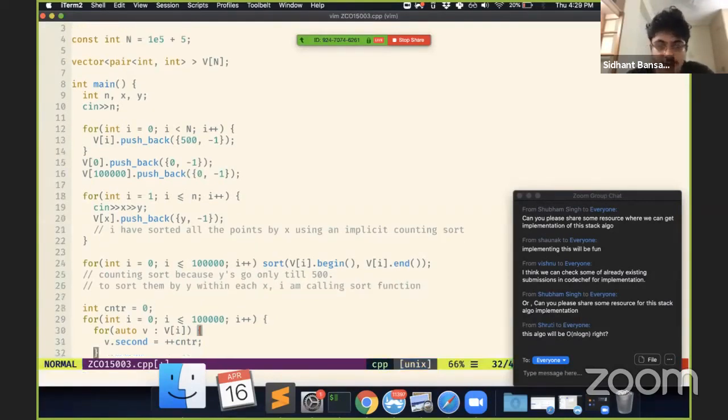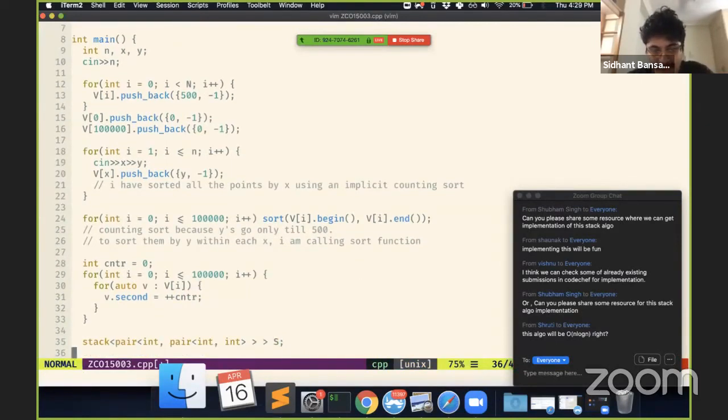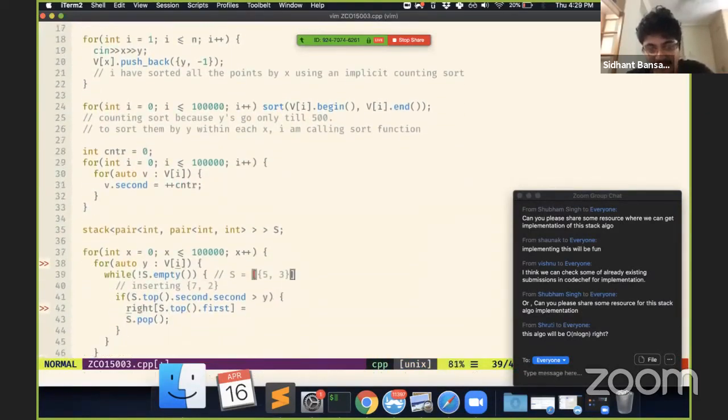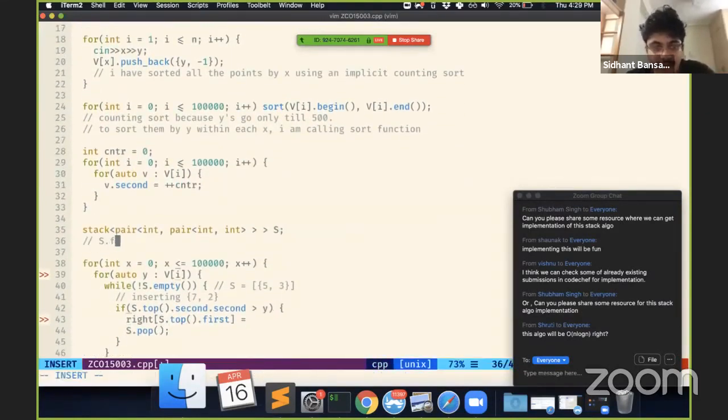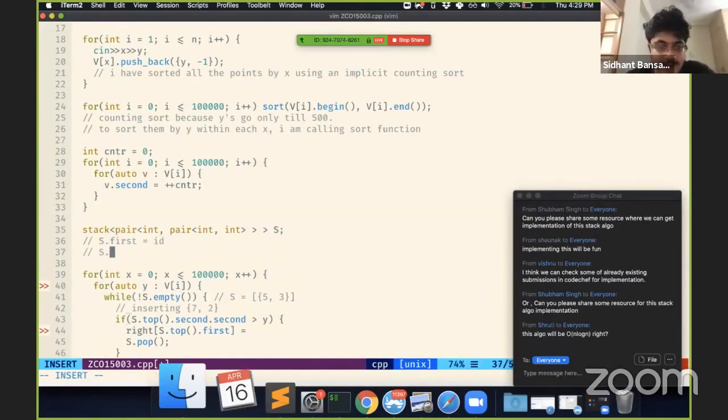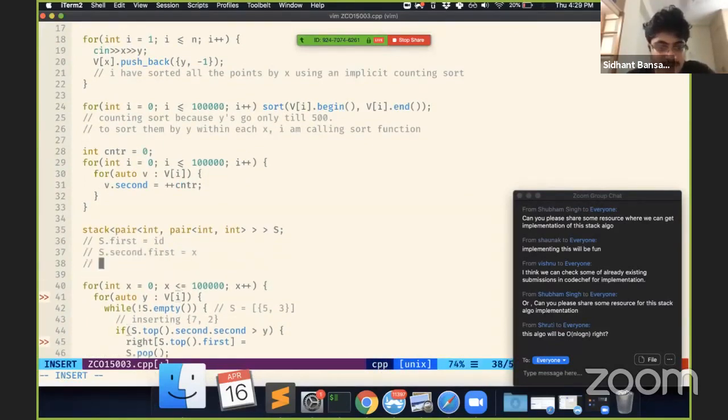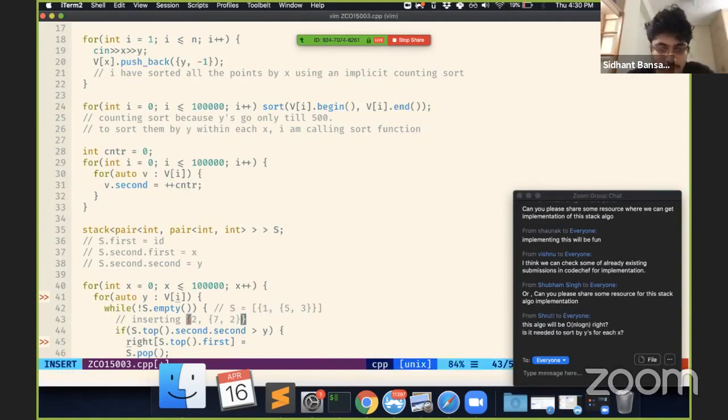Right? So I first give all of them IDs. Then I say my stack's first element will be, I'm saying s dot first will be the ID, s dot second dot first will be x, s dot second dot second will be y. Okay. Now I'll compare the y. So this thing will actually look something like this more. Like 1 will be the ID and 5, 3 will be the thing. And I'm trying to insert maybe say 2, 7, 2.